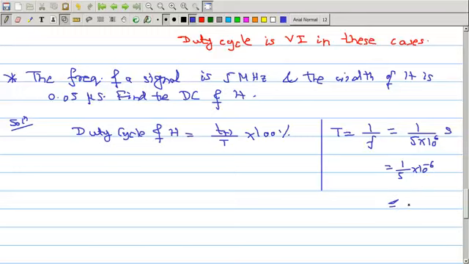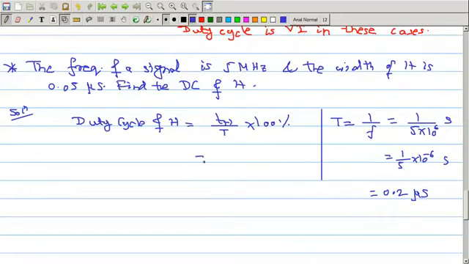Now 1 divided by 5 is 0.2. So you can write it as 0.2 microsecond, because 10 to the power minus 6 is actually the microsecond. Therefore, what is the value of TH? TH is 0.05 microsecond and this one is 0.2 microseconds, multiplied by 100. I hope that you have understood this one.